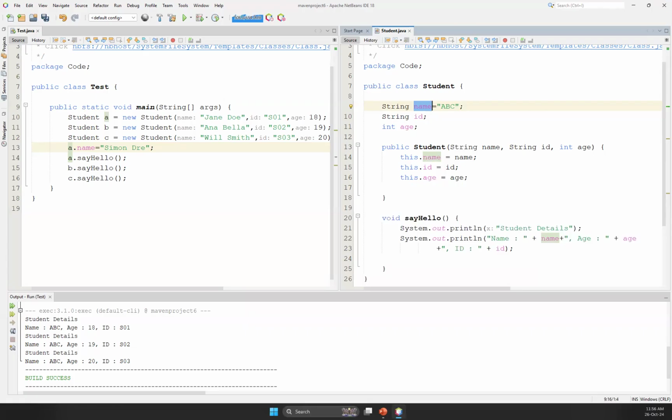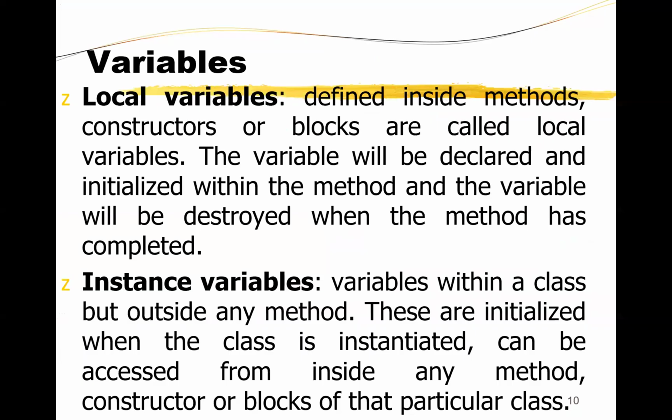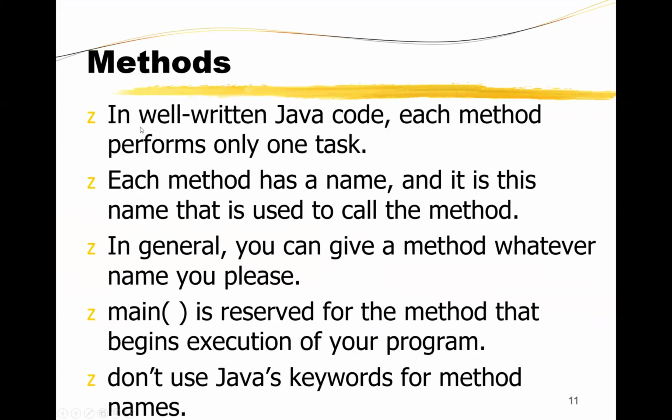Remember that as well. Then we discussed local variables and instance variables and then the methods. A method is well-written Java code used to perform a particular task. Every method has a name in order to invoke the method, and a method has a type, that means the return type.